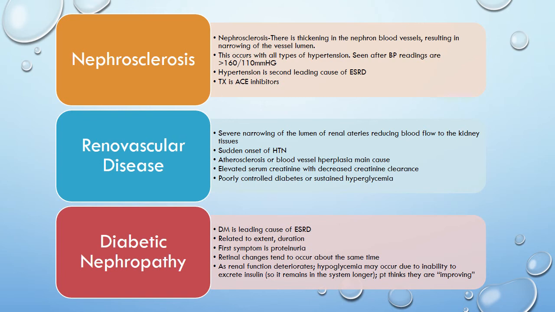Then we have diabetic nephropathy. Diabetes mellitus is the leading cause of end-stage renal disease. It is related to the extent and the duration of the disease. First symptom is proteinuria. There could be retinal changes that tend to occur about the same time. As renal function deteriorates, hypoglycemia may occur due to the inability to excrete insulin, so it remains in the system longer, and the patient thinks they're actually improving.